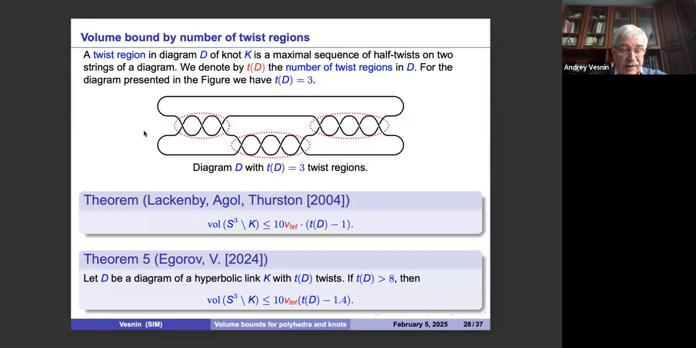And it was used by Lackenby, Agol, and Dylan Thurston to obtain an upper bound for the volumes. So if you have a diagram which is reduced, the upper bound can be presented as 10 times the maximal volume of the tetrahedron, times the number of twist regions minus 1. This is a very useful upper bound. And fortunately, we can improve it in the case if the number of twists is big enough. Usually people call these highly twisted knots. But how high? In our case, more than 8. So if you have more than 8 twist regions in your diagram, then we can improve the Lackenby-Agol-Thurston upper bound. So instead of the number of twist regions minus 1, you can put the number of twist regions minus 1.4.